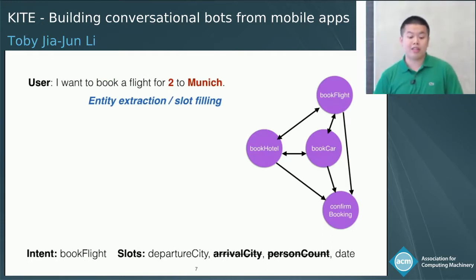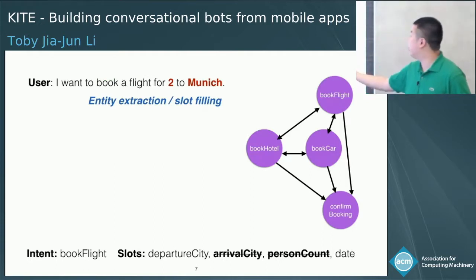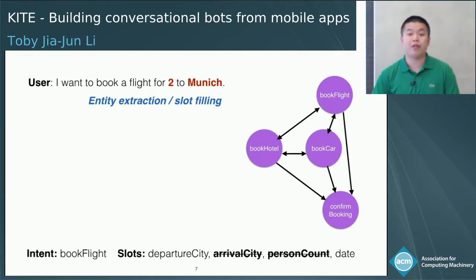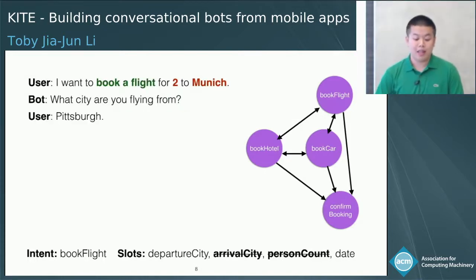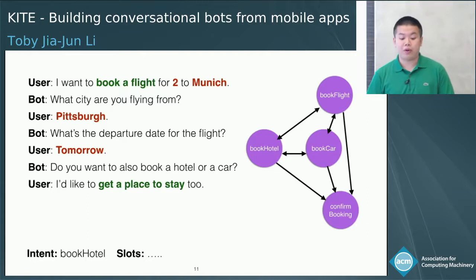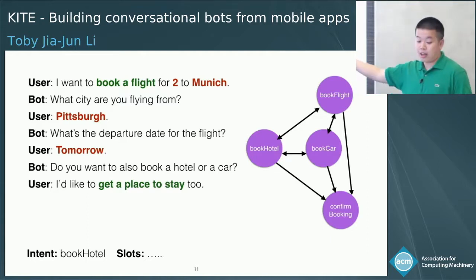And then an entity extractor can extract the arrival city and the person count from what the user said and fill them into the corresponding slots. There are 2 more slots, departure city and date, whose values need to be provided for this intent. So the bot will use developer-defined prompts for these 2 slots to ask the user questions. And then the bot needs to decide which next intent to go to. It will ask the user a question and detect that the next intent is book hotel.